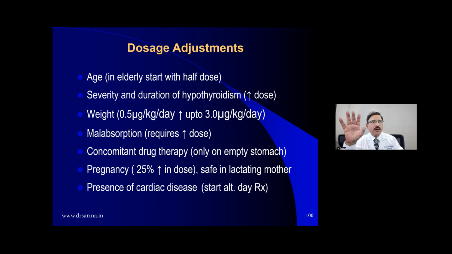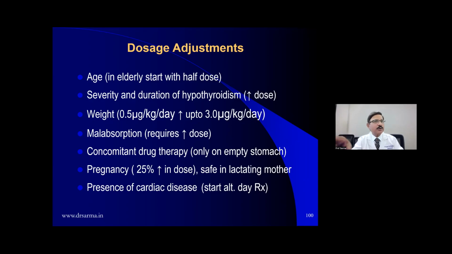Malabsorption: somebody has celiac disease or malabsorption syndrome or irritable bowel disease, then you have to give increased dose because thyroxine absorption will be less. Concomitant drug therapy should be avoided. Should not combine this drug with other drugs. It must always be given on an empty stomach.